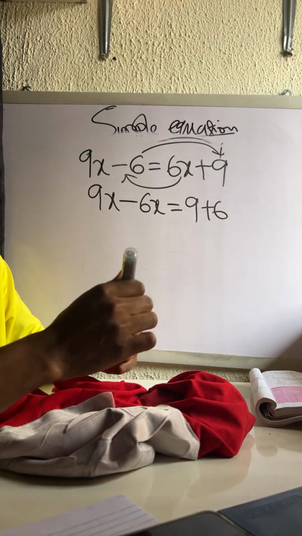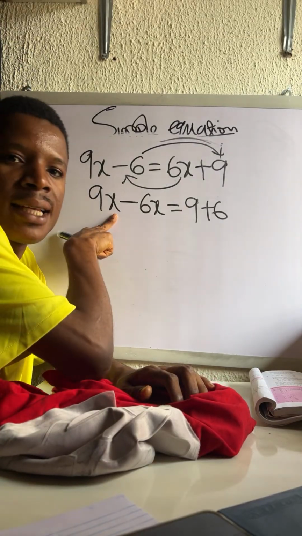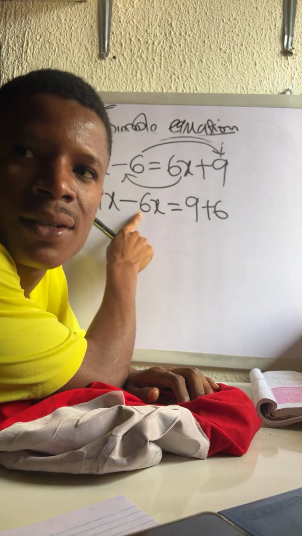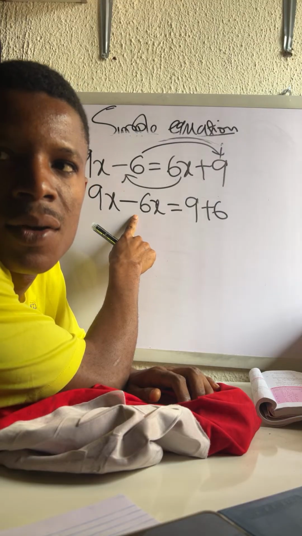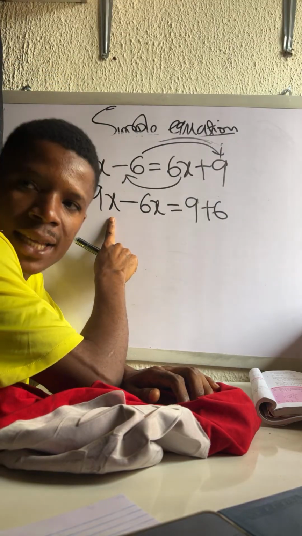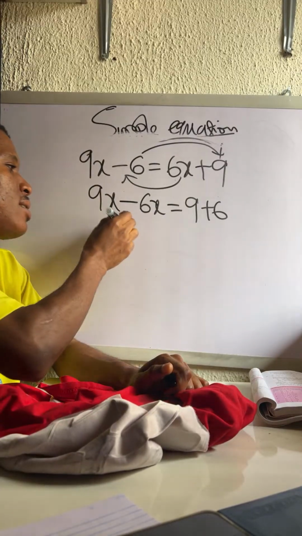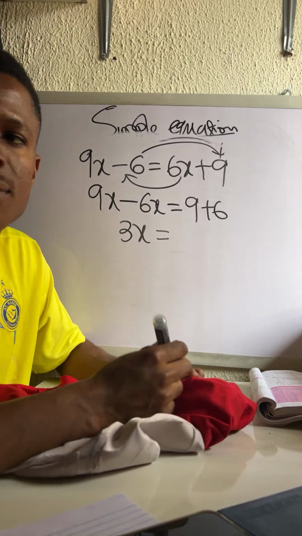So let's go together again. Together we stand. We move. 9x minus 6x is what? Write in the comments. 9x minus 6x is 3x. Thank you for saying that. 3x, and that's equals to.